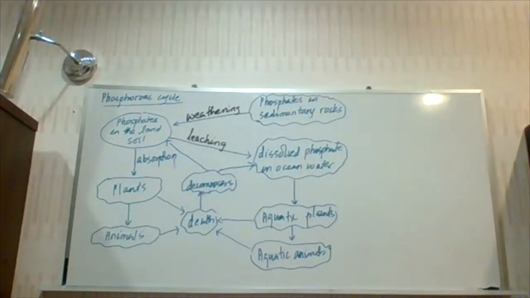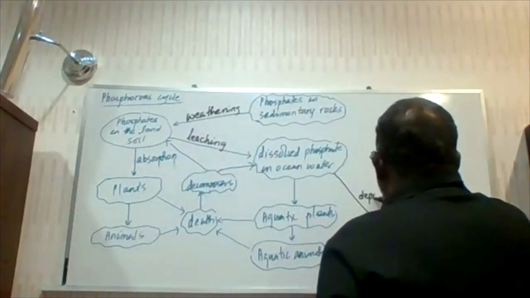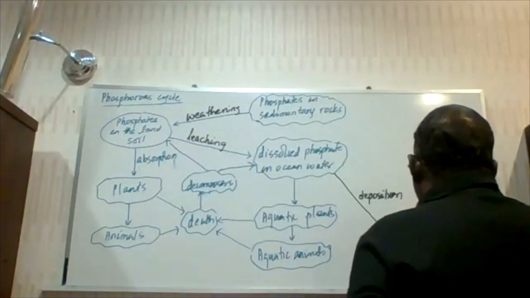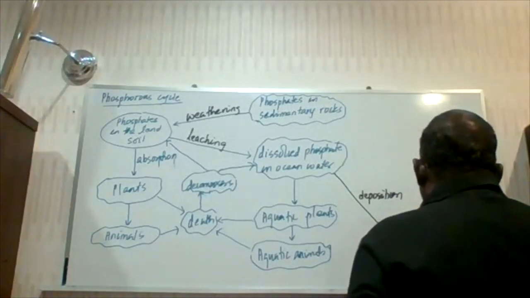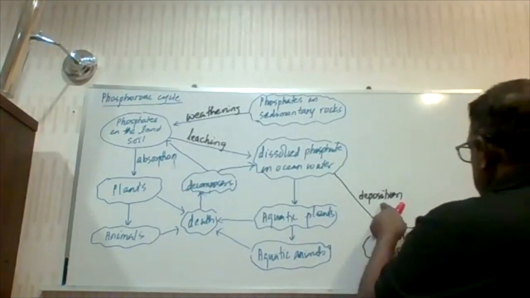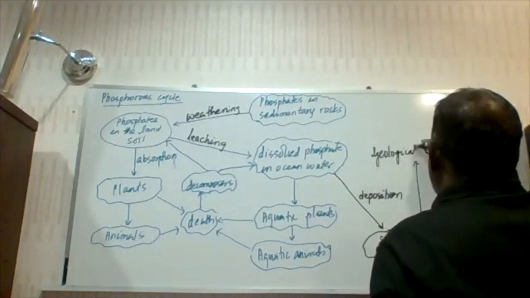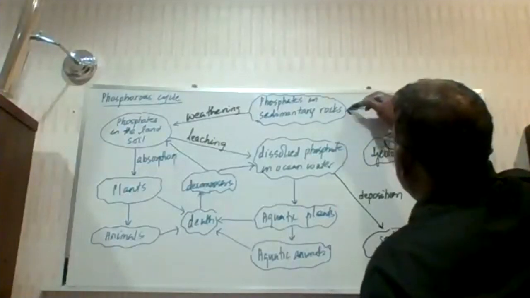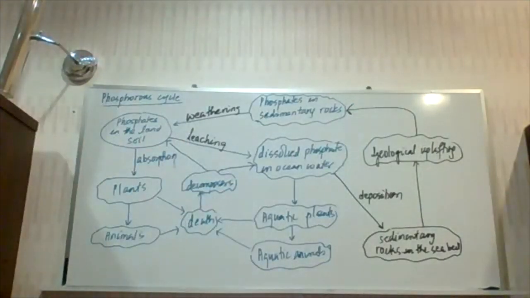Now, is that the only thing? Part of this dissolved phosphate in the ocean will undergo deposition, and will form the sedimentary rock at the sea bed through deposition. And then this is a physical process. We call it geological uplifting. Through the geological uplifting, the sedimentary rock is lifted up above the sea level, and goes into sedimentary rocks, and the cycle is completed.